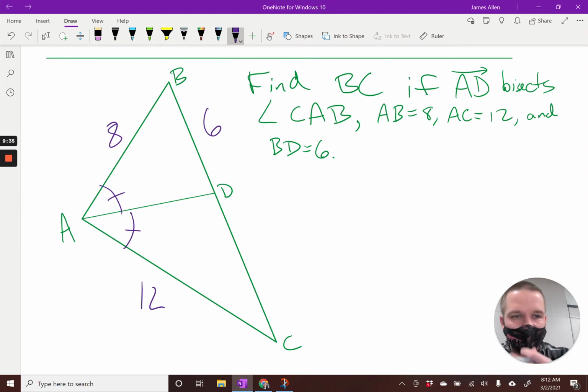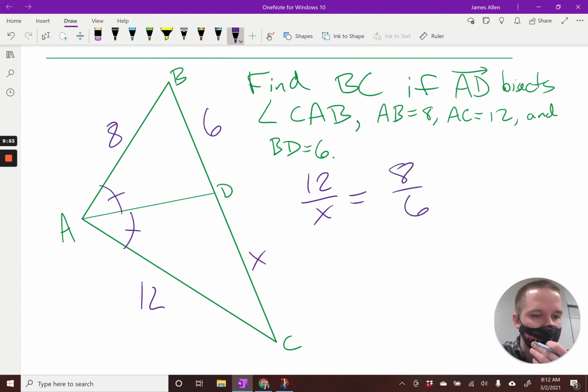So what I have here is I want all of BC. But if I were to just go ahead and solve for DC, we'll call that X, I could use that to finish out the problem, and it's going to be a little bit cleaner in my proportion because I'm going to have 12 over X equals 8 over 6. That angle bisector cuts those sides proportionally, okay? So this is a nice, wonderful, fantastic little proportion that we can set up in this particular situation.